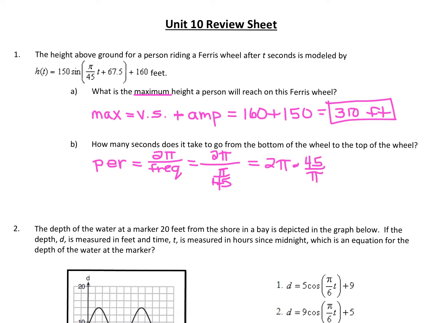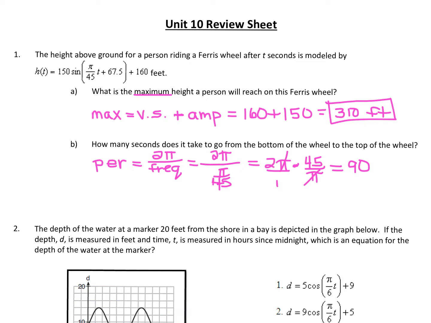All right, so if we multiply this out, let me put this over 1. This pi on top cancels with the pi on the bottom. And 2 times 45 would be 90. Now, I just want to explain something. 90 seconds is the amount of time it takes for this Ferris wheel to make one complete rotation. So if it were to go from the bottom all the way around to the bottom again, it would take 90 seconds. Now here we just want to go from the bottom to the top.